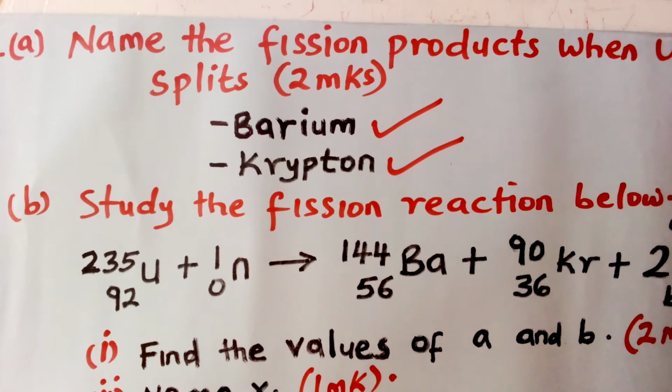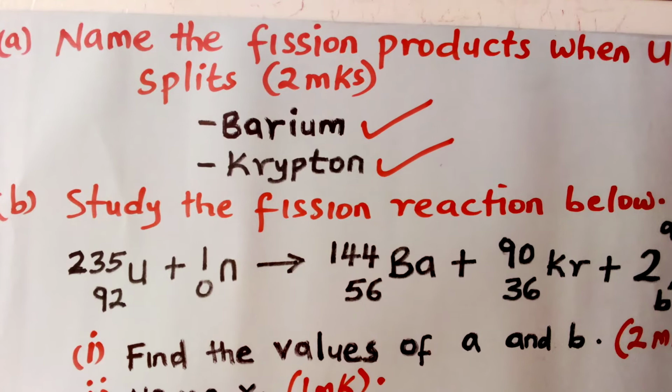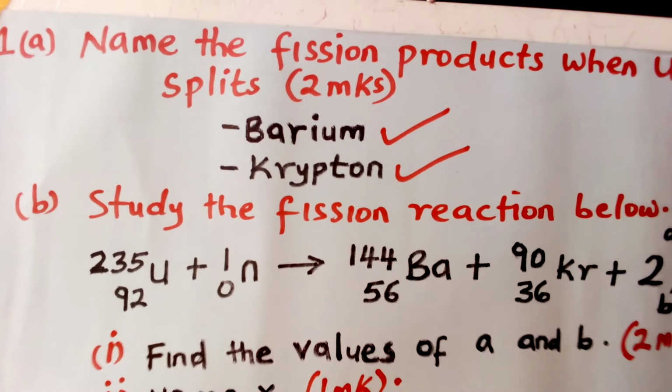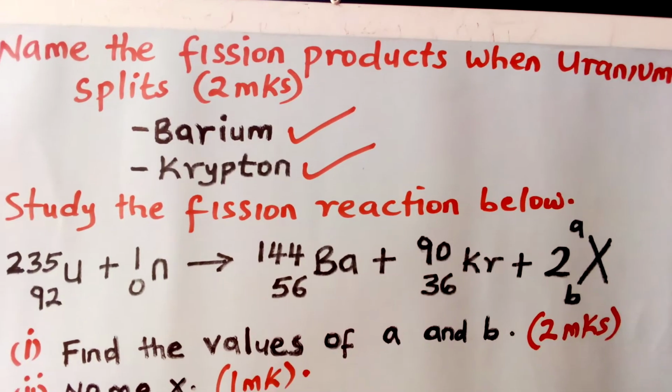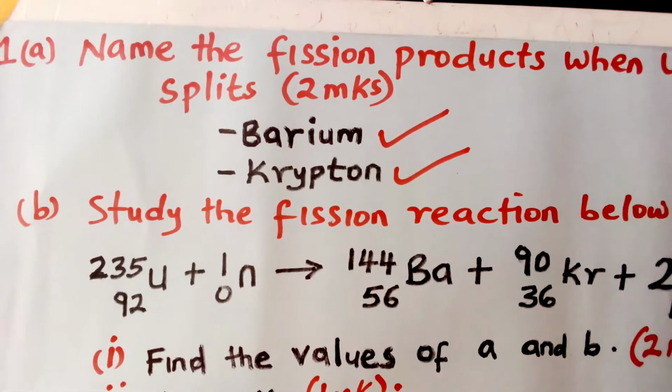So understanding a question is part of an examination. When you understand the question, what does the examiner want? The examiner says, name the fission products. So don't write the equation, just name them. It is 2 marks, which means each one is 1 mark.